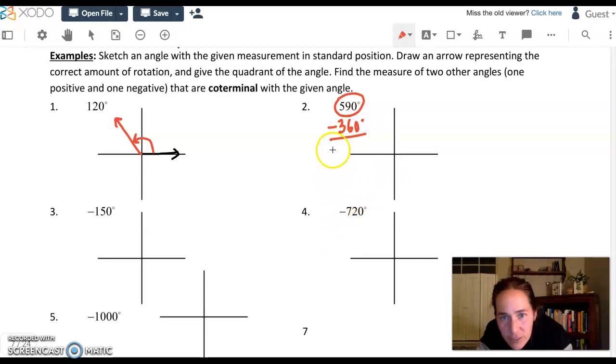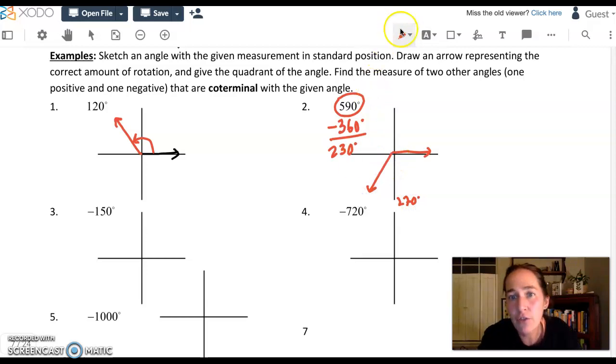So subtract 360, you get down to 230, should be. So that's going to be where? Well, I'll put the initial side on the positive x-axis. I'm past 90, I'm past 180, but I'm not quite to 270. So if you could give me a quadrant 3 angle, that would be good.